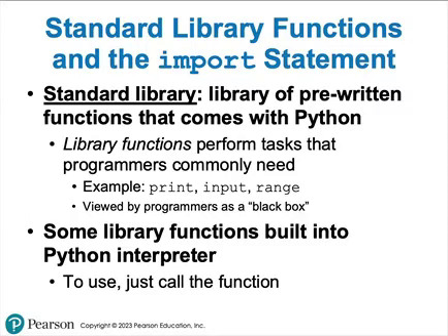Here they're talking about library functions. Things in the Python standard library are just available to you when you start writing a Python program. So print, input, and range are three examples that we've seen over and over again that are actually functions that are part of the Python language, and we call them. Here they mention that they're black boxes. We know how to call them. We know what they will return, but we have no idea what code makes up those functions.